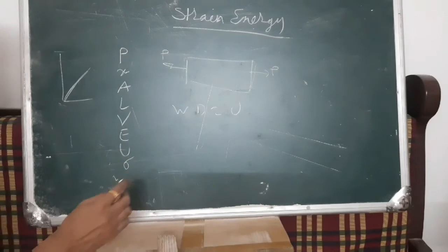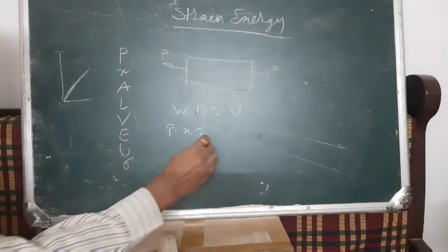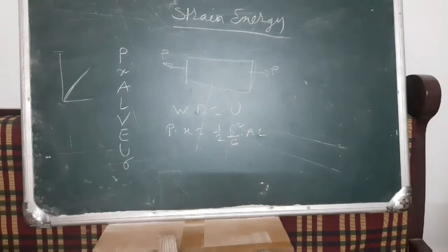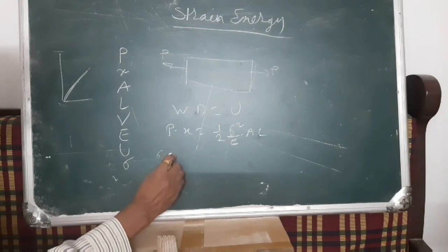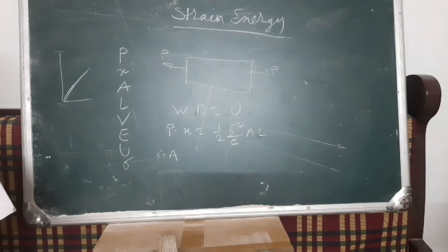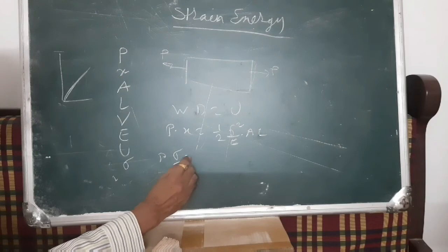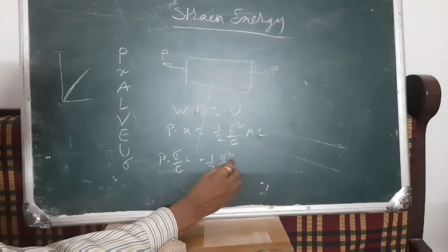What is work done by the element? We can say work done is P into X. Strain energy is 1 upon 2 sigma square E into A into L. So when we go for the simplification, we can say sigma square upon 2E into A into L is equal to P, substituting the value of P, sigma into A, into sigma by E into L, is equal to 1/2 sigma square by E into A into L.